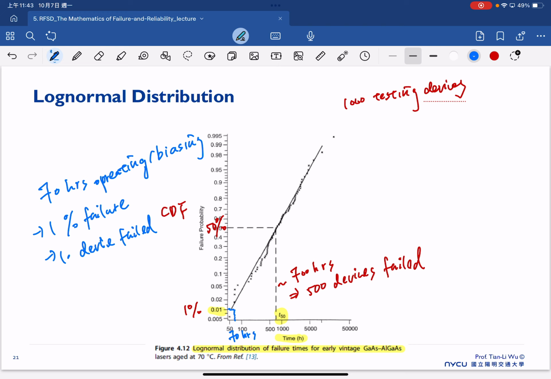But of course, what your customer wants will never be satisfied with 1%, because if he sells 1,000 products and still gets 10 products failing, that still causes a huge problem. So in reality, in the industry, the real consideration, what they wish to have, is 0.01%.